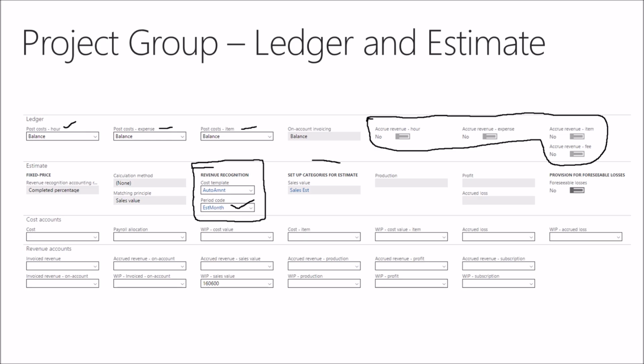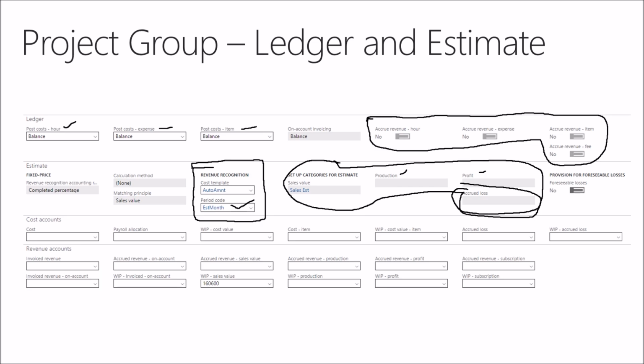So these four right here are basically, if you pick sales value, then this sales value field becomes available, and you have to define a category associated with sales value. If you pick production and profit, then production and profit become available. And then we have this foreseeable losses toggle right here, which basically, if your cost goes over your contract value or projected revenue, then you can have some different accounting occur for that scenario, and then this accrued loss option here becomes available, and you have to associate a category with it.